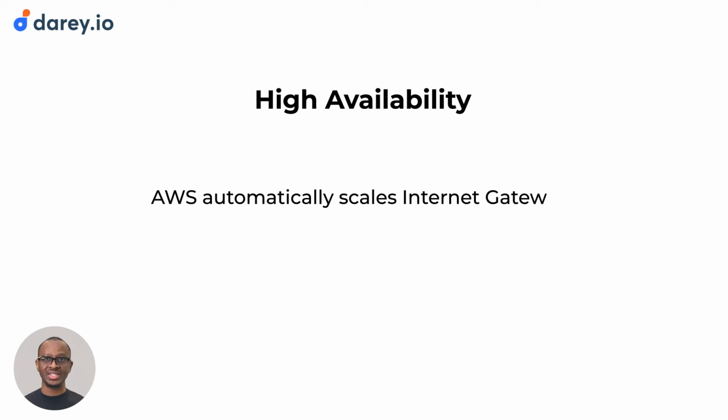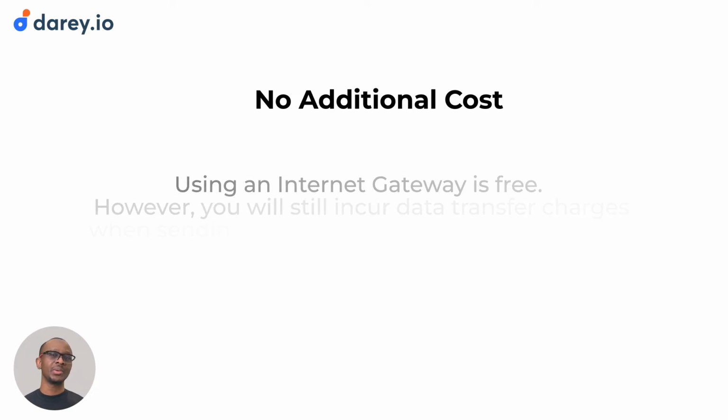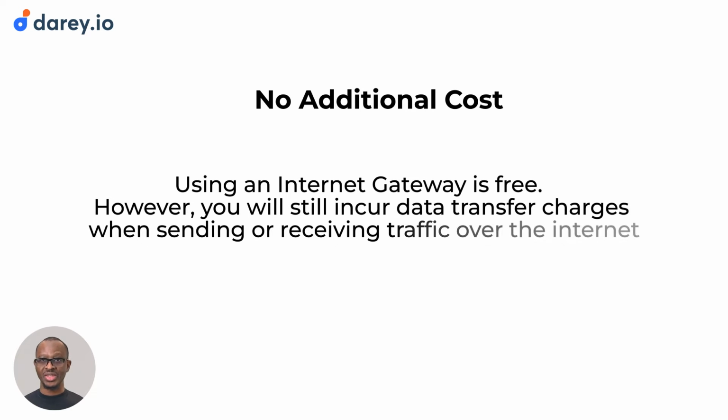Key features of an Internet Gateway. Now that you know what an Internet Gateway does, let's go over some of its key characteristics. High availability. AWS automatically scales Internet Gateways to handle varying levels of traffic, so there's no need to worry about failover or redundancy. No additional cost. Using an Internet Gateway is free.